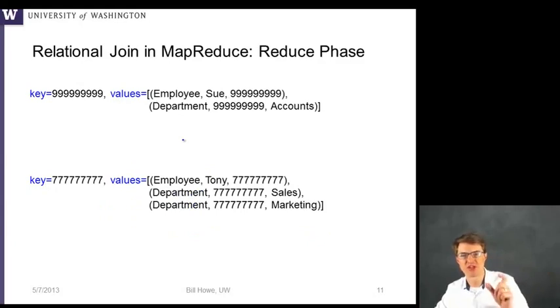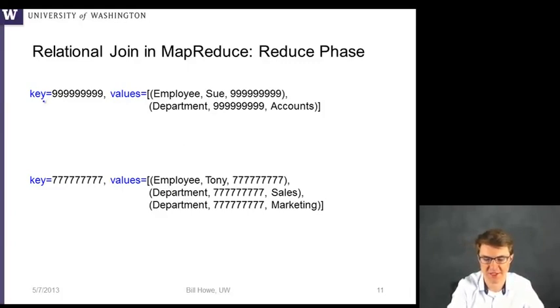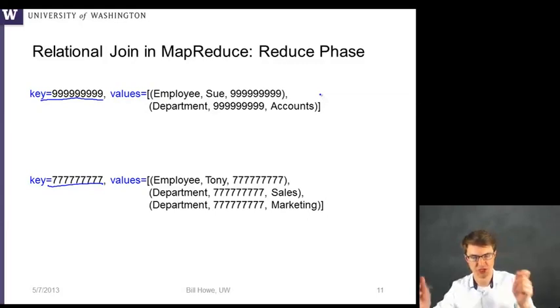Well, everything with the same key gets lumped together, as we talked about, and so now you get a reducer invocation, one reducer invocation for every unique key. So in this case, it'd be one for 999, so on, and one for 777, so on. And the list of values associated with that key will be all the tuples that share the same join key. Now, it doesn't matter what relation they came from. They'll all be in this list.